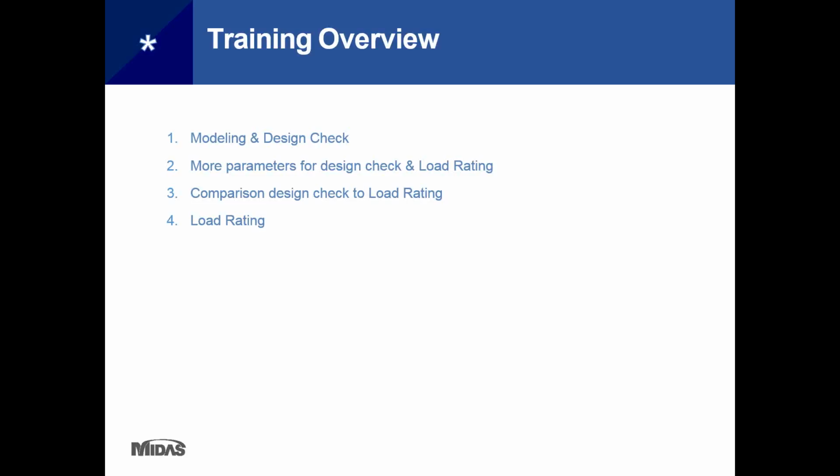And then I will talk about more parameters for design check and load ratings. So after you create a bridge model, you're going to take a few steps, such as definition of moving load cases and load combinations. After that, you're going to go to the design check tab, and you're going to define more parameters such as lateral torsional buckling, or shear stiffener or longitudinal reinforcement, and so on. And then I will talk about the design check and load ratings.